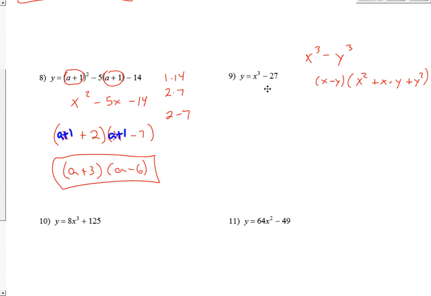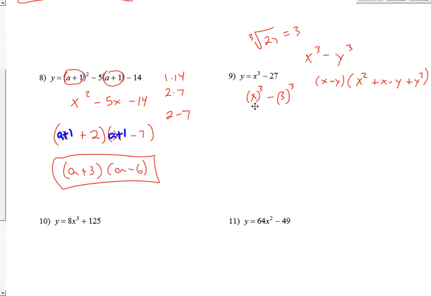What I need to figure out is what are my x value and my y value. Well, this is just x cubed, so that works. I just take and put in x like I would from the formula. But 27, I've got to take the cube root of that so that I know what number to work with. The cube root of 27 is 3. So 27 is 3 cubed. And so my 3 is going to go in place of all the y's from the formula.